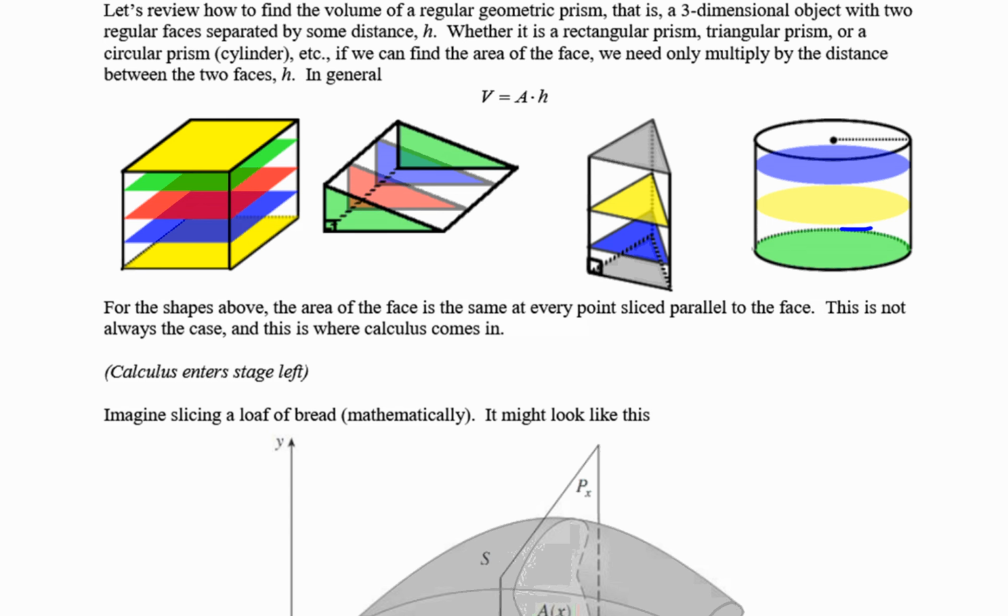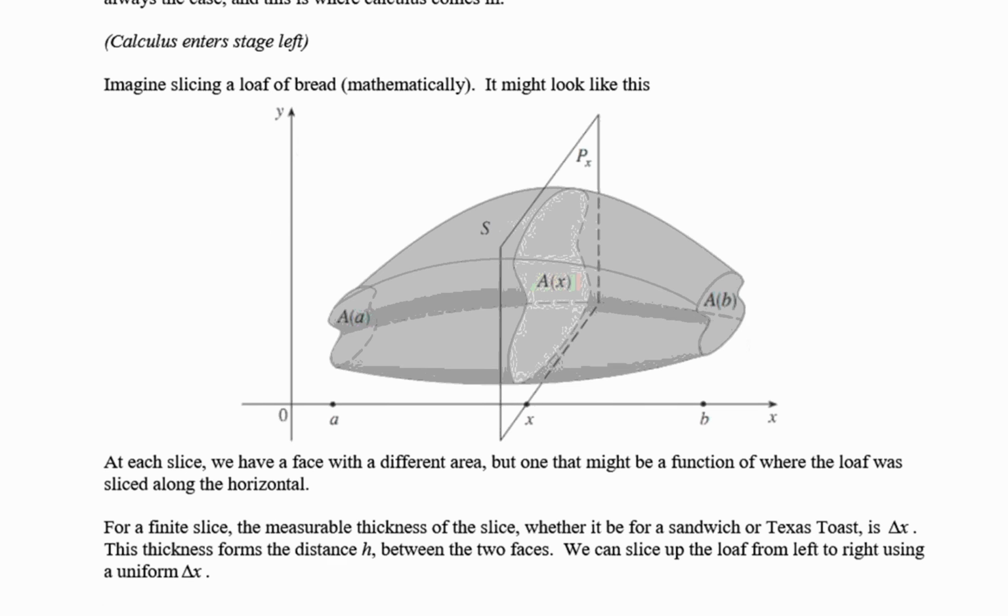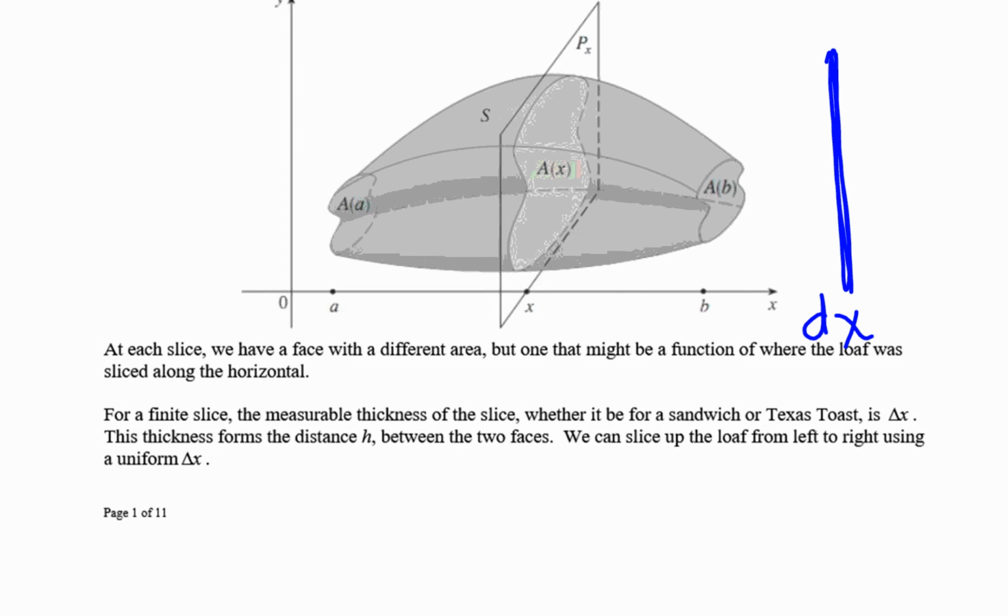Notice that each face, such as this or this or this, is parallel, or every slice is parallel to that original base or face. And this is where calculus comes in. What we're going to do is take the area of each of these slices and add them up to create a volume. If we're doing it perpendicular to the x-axis, each slice is going to have a width of dx, a difference of x, and we're going to add up all those slices and combine it to get a volume.